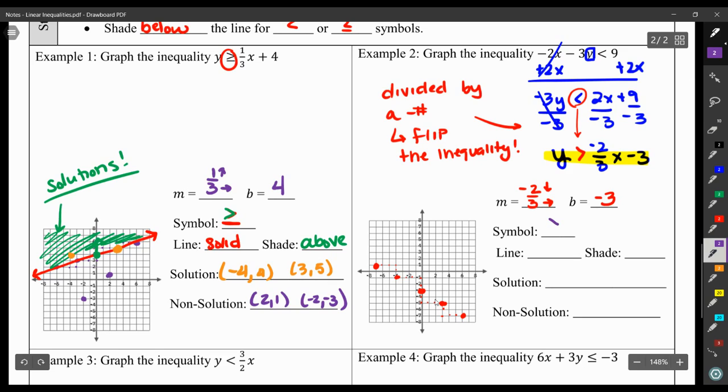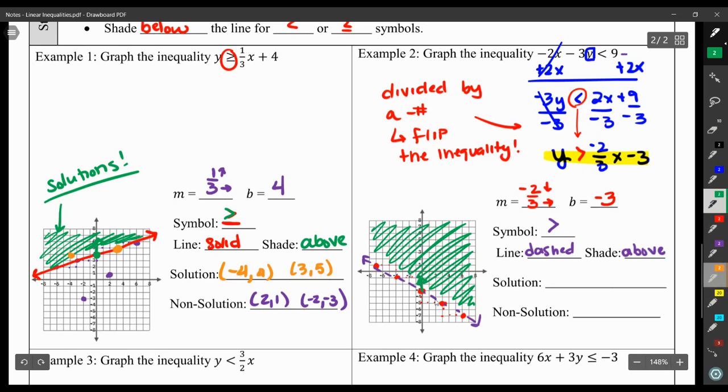My symbol is now a greater than. Don't use this from the very beginning. Use the symbol from the slope-intercept form. So because it's greater than, the line will be dashed. So we're going to put a dashed line through these points, arrows at the end. And the shading is going to be above my line because it is a greater than symbol. And so we're shading above the y-intercept. So here is the solution.